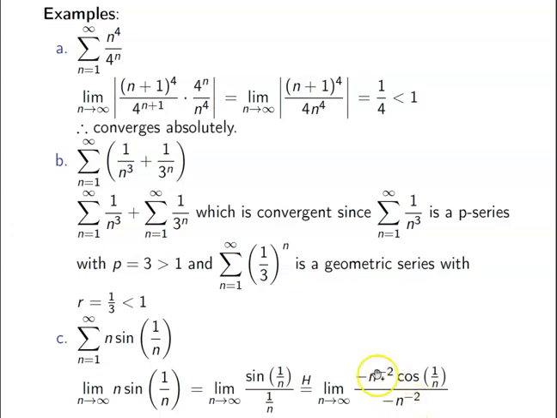Okay, here we see that this primary term will cancel out and I'll be left with the limit as n goes to infinity of cosine 1 over n, okay, which is going to approach 1, which is not 0, which means that this is divergent, right? It does not pass the divergence test.